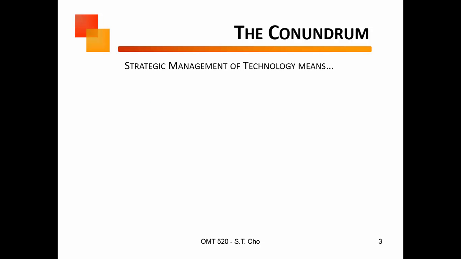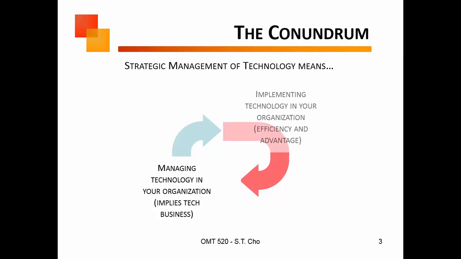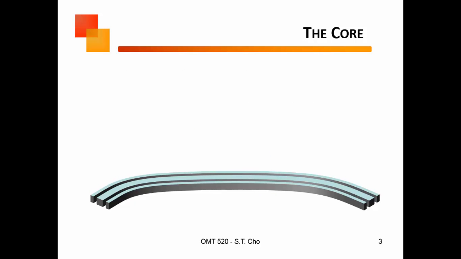So what does strategic management of technology mean? You can look at it one of two ways, and I brought this up in one of the other lectures, but it's about managing technology in your organization, which implies that you're in a tech business, or can I bring in technology that I can implement that makes a change to my organization? And so today we're going to focus more on managing the technology and what it means.